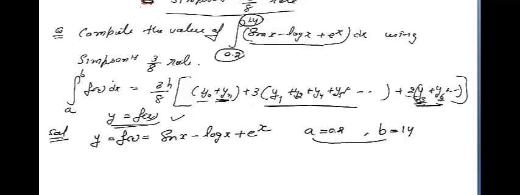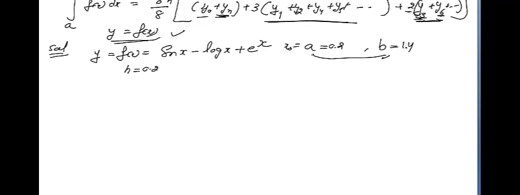If you want to move from a to b, then you have to take the step value. So I am taking here h is equal to 0.2, and b is 1.4. So starting x will be x naught. Okay, so let's construct a table.